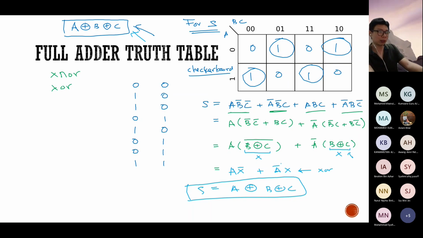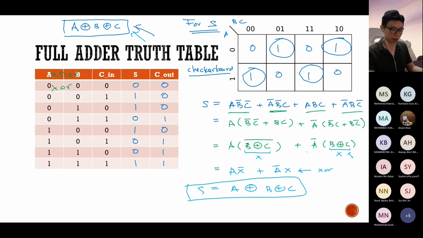But as a shortcut, when you see a checkerboard pattern, you immediately know that the checkerboard pattern is actually just the XOR of all the inputs: A XOR B XOR C. Okay, just like what we've seen over here on this slide. Okay, so far so good. Any question on this checkerboard pattern? All right, so if there's no question, let's proceed.